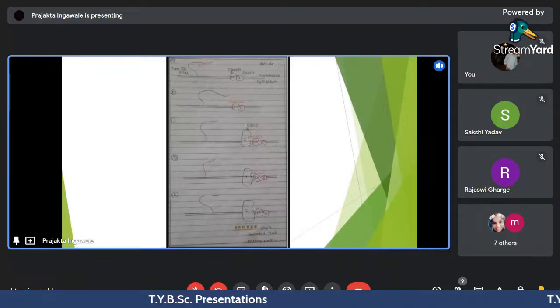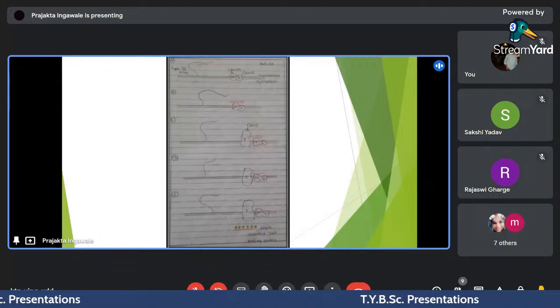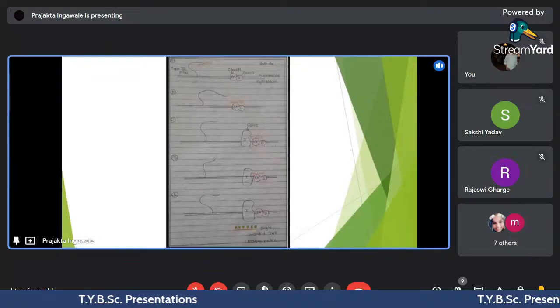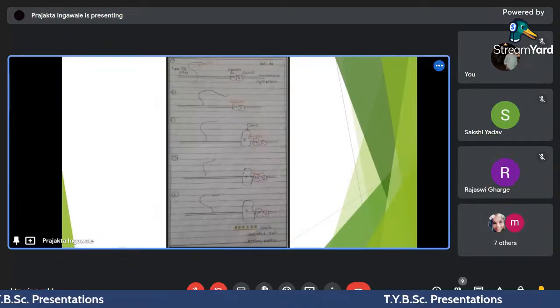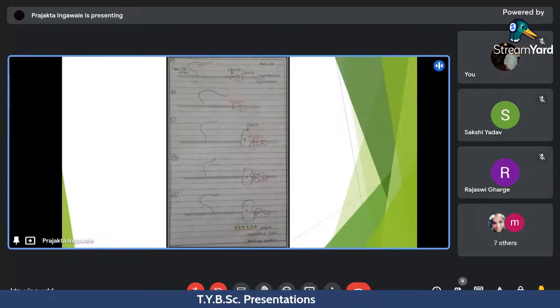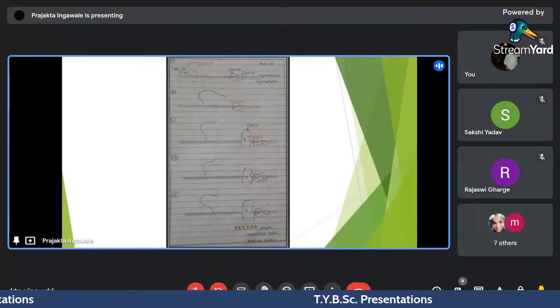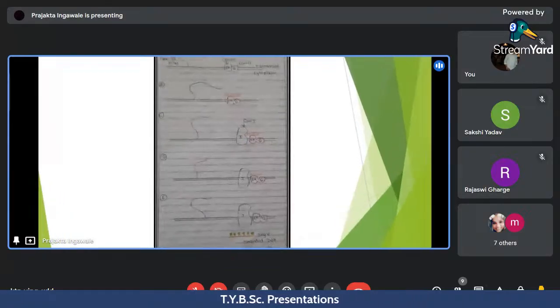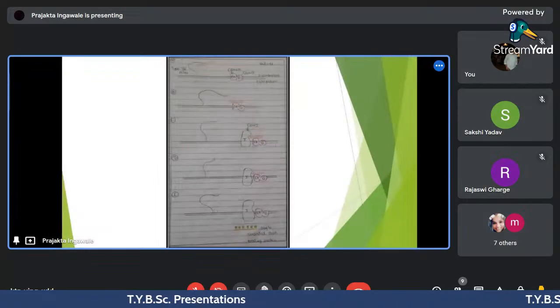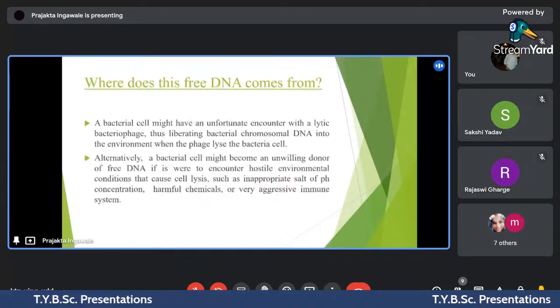Inside the cell, the single strand of DNA is protected by a com-encoded DNA binding protein. This DNA protein complex can undergo homologous recombination with the chromosome of the recipient cell if homology exists and if the cells are RecA plus. So in this way, Bacillus subtilis undergoes natural competency.